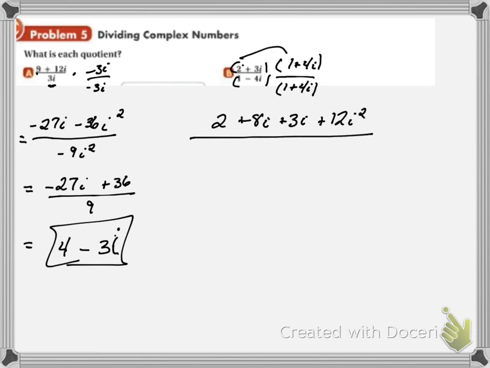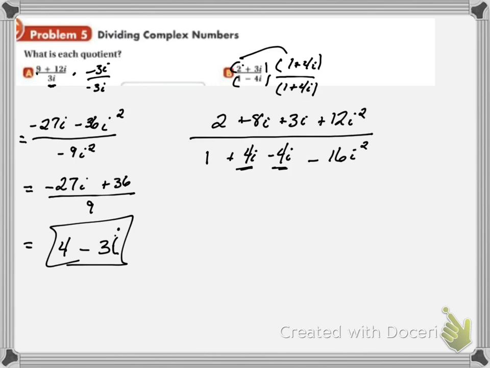Over, now let's FOIL the bottom. 1 times 1 is 1. That's the first. Outer, 1 times 4i is positive 4i. Inner, negative 4i times 1 is negative 4i. That's the reason why you use complex conjugates, because of that right there. And then minus 16i squared. So let's clean this up.